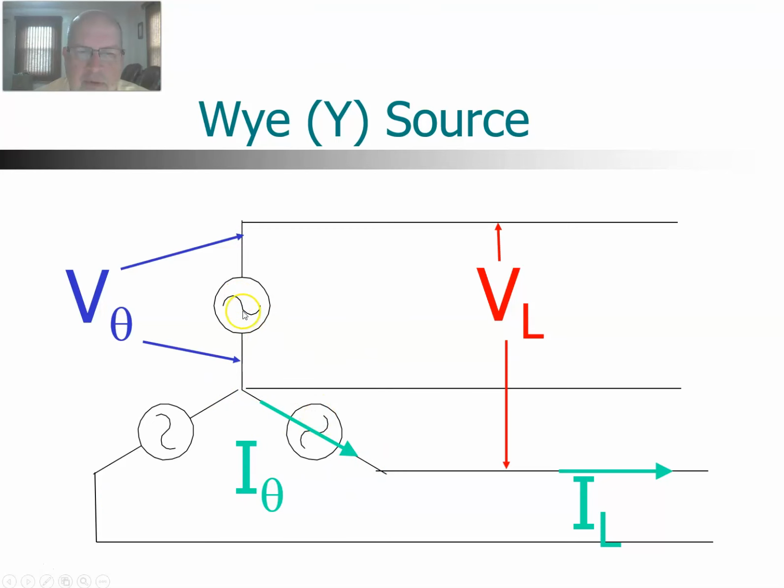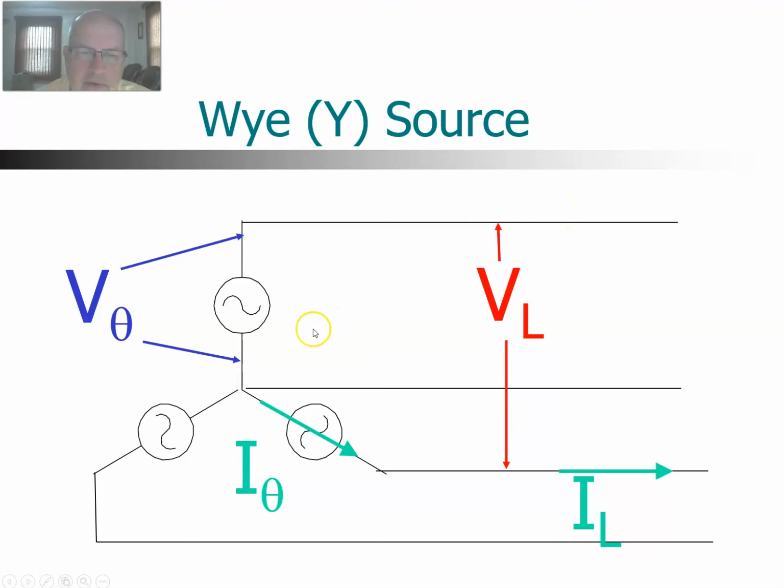Notice when we add these voltages algebraically, we're actually subtracting here because they are out of phase. Okay, so this would be a series opposing. So it'd be the phase voltage at angle 0 minus the phase voltage at angle 120 would give you the line voltage.